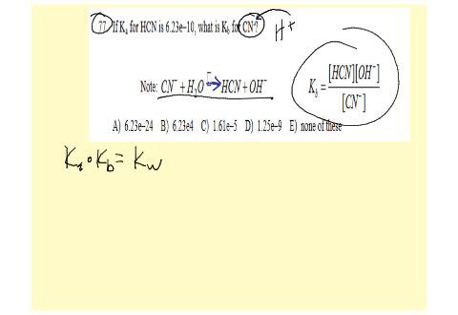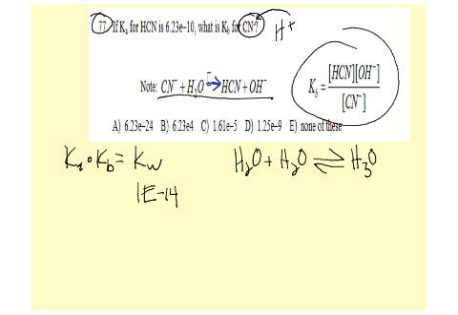Kw is 1 e to the negative 14. And what Kw is, it's the autoionization of water. So H2O plus H2O is in equilibrium with H3O positive plus OH negative. Now, if I were to write the K of this expression, because these are waters and I don't worry about them because they're liquids, it would be simply H3O positive times OH negative.